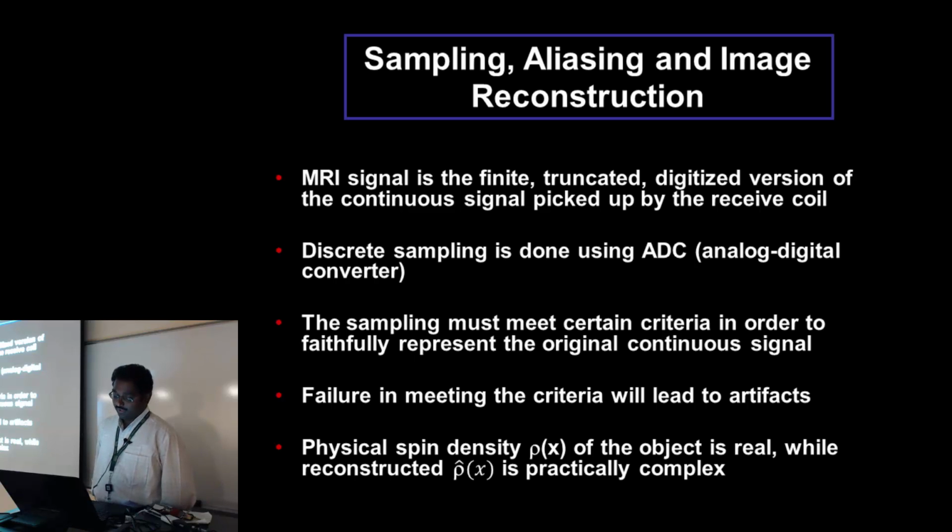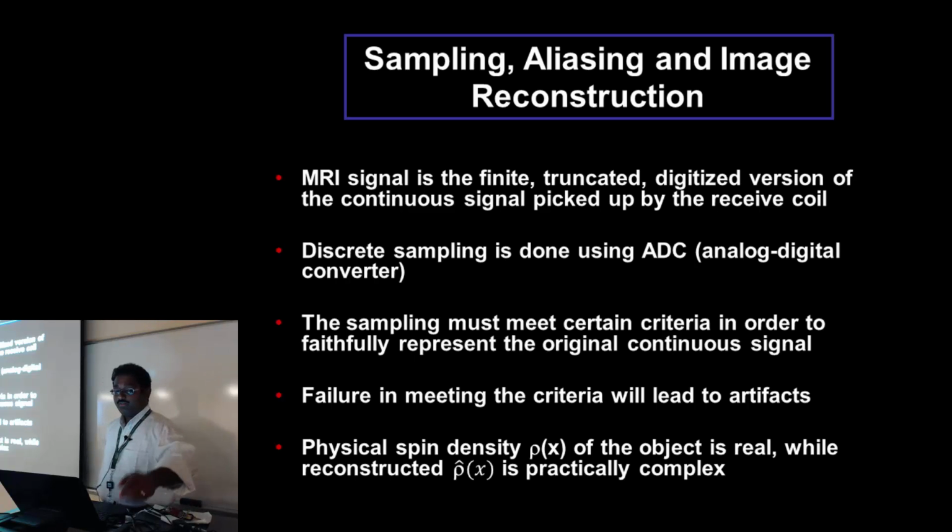If you don't meet that criteria, if you just sample 1 sample per sinusoidal period, then you won't be able to recognize that it's a sinusoid, right? So that's essentially leading to artifact, meaning that you won't be able to reliably reconstruct your spin density function.